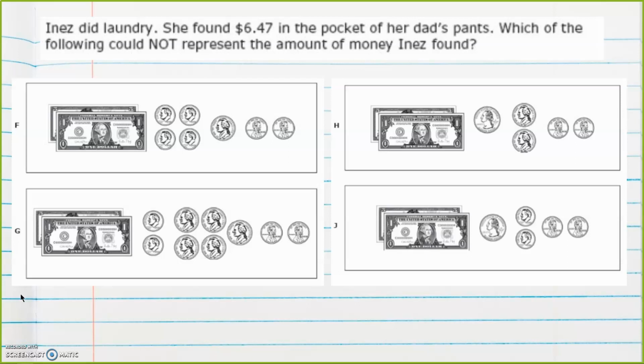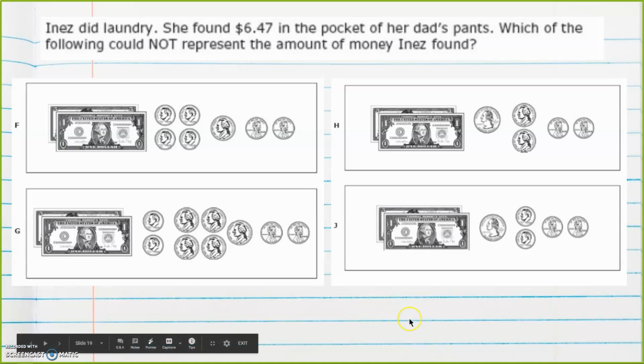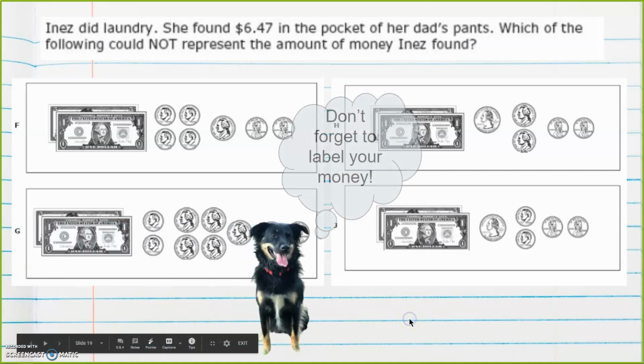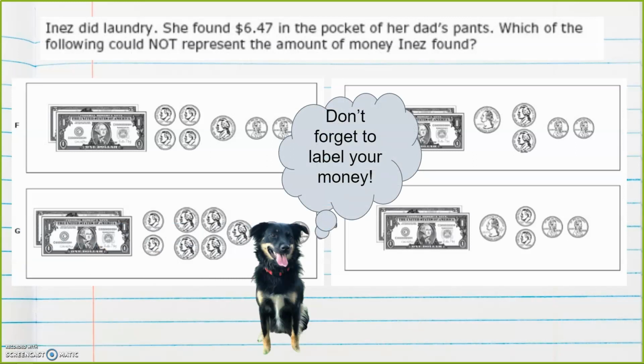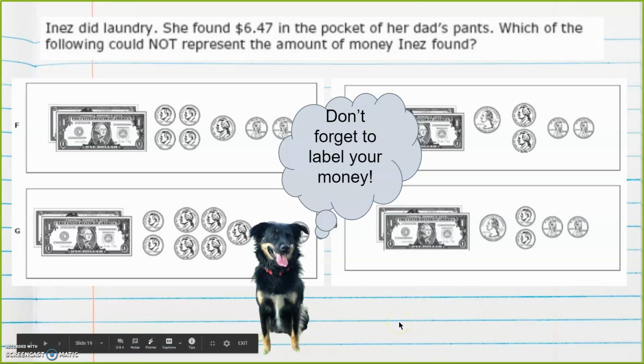Before we do our question, Addie does have something to remind us. Don't forget to label your money. Remember, guys, every time there is a money question, we need to make sure we label it. Thanks, Addie.